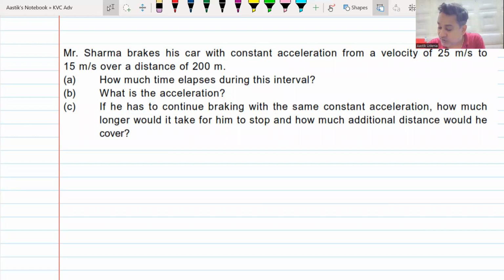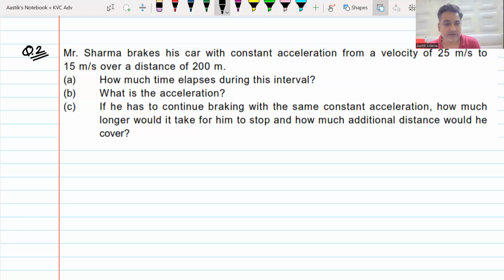Question number 2, based on uniform acceleration. I think this is from your module as well. Mr. Sharma brakes his car with constant acceleration. Some people call it deceleration, but there is no term as deceleration. It is only acceleration. Mr. Sharma brakes his car with constant acceleration from a velocity of 25 meter per second. That is the initial velocity. To 15 meter per second, that is the final velocity, over a distance, assuming that he is moving in a straight line, of 100 meters. How much time elapses during the interval?